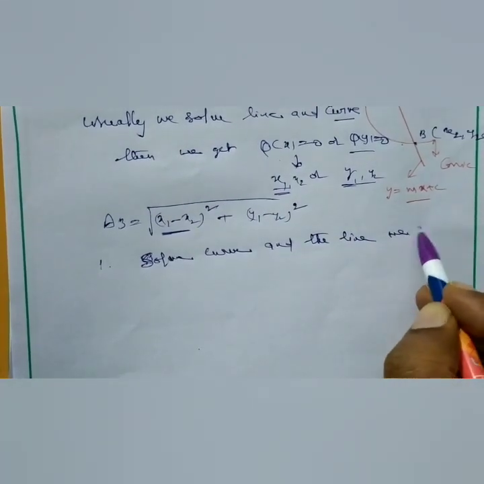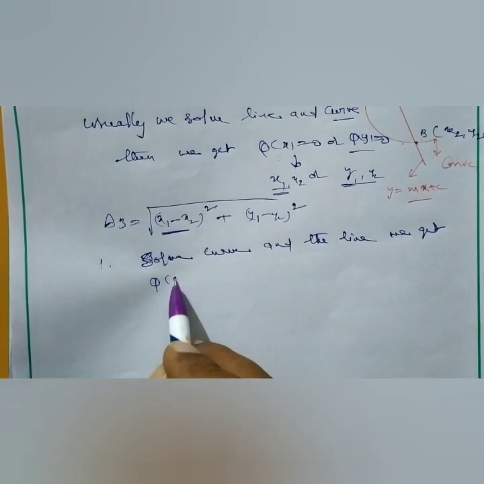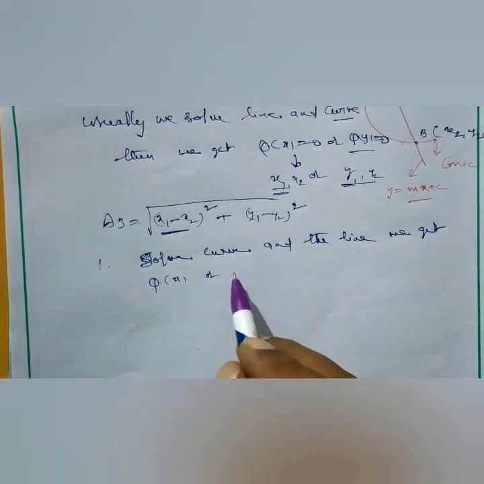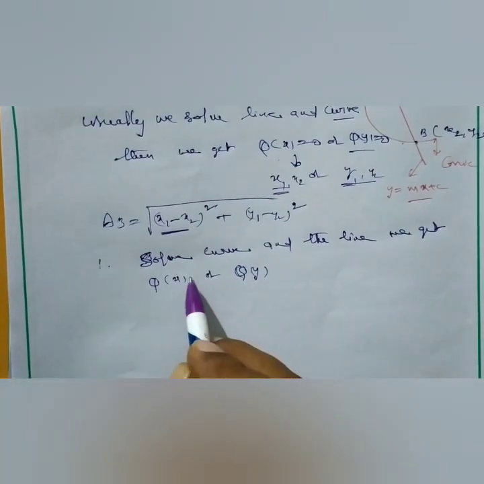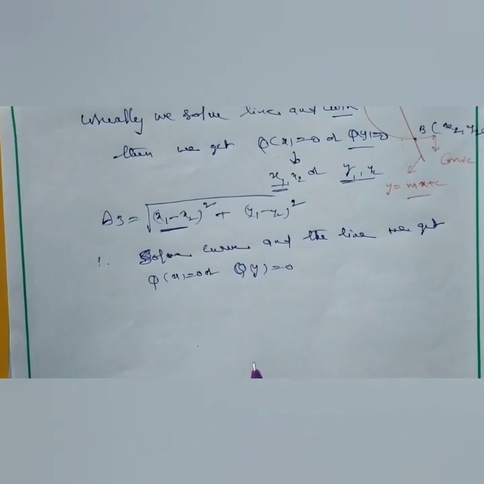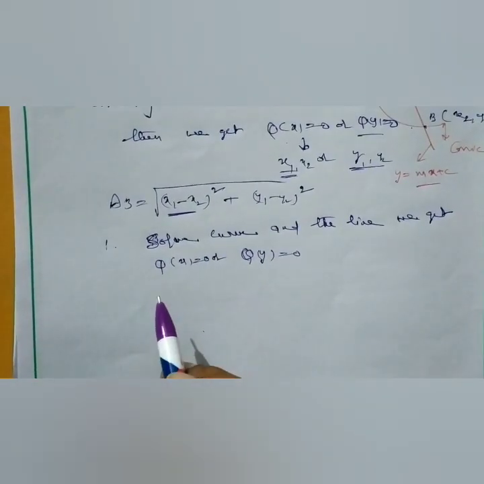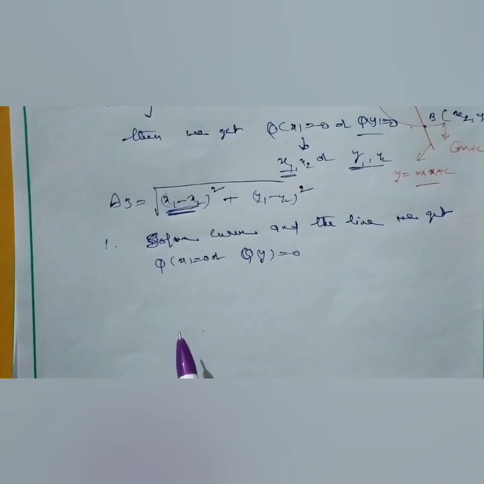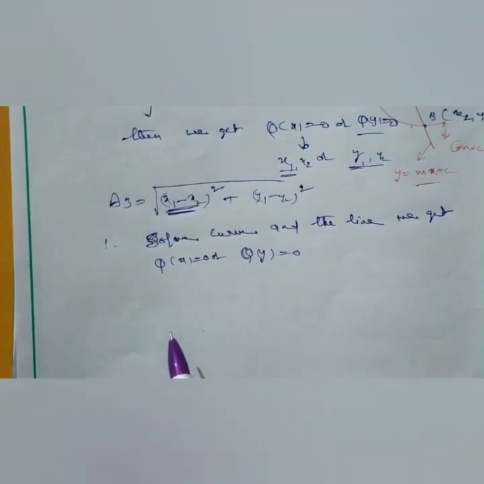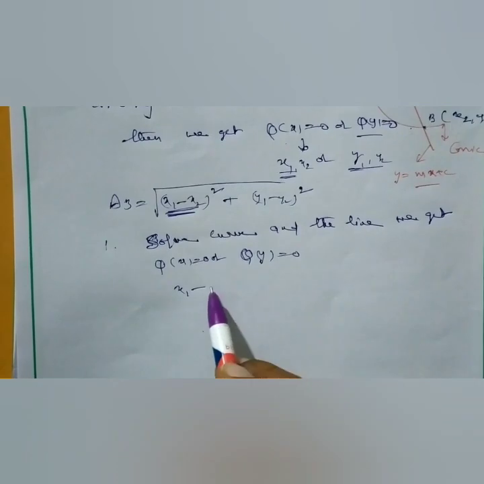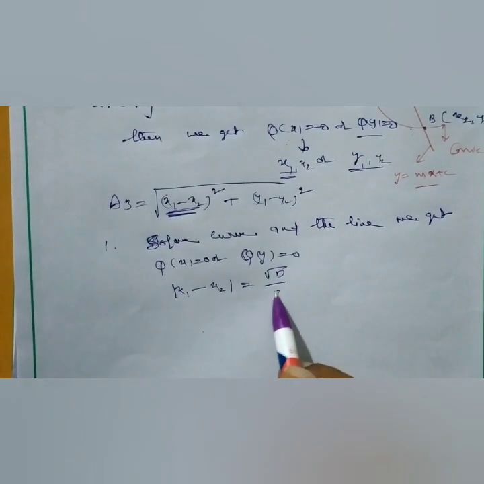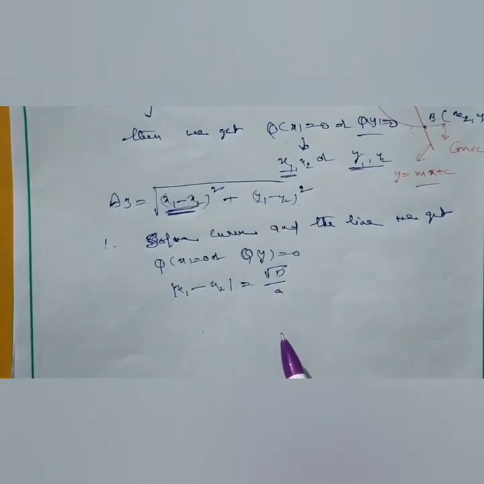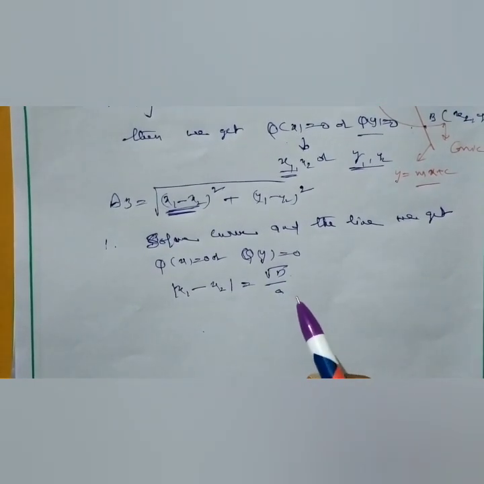We get Q(x), or we get Q(y), that means a quadratic in y. Either this one or that one we usually get. After that, for the distance formula involving x1 minus x2 and y1 minus y2, we find the difference of the roots directly. The difference of the roots is root D by a. D means discriminant. The discriminant gives the difference of the roots, root over D by a.